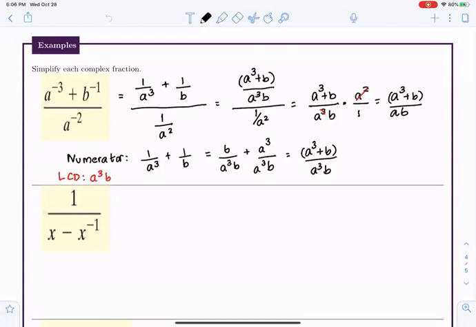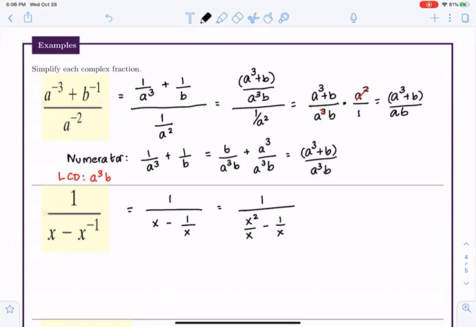So we can write the fraction as 1 over x minus x raised negative 1, which simply means 1 over x. And now we have to combine x and 1 over x. So we need to have a common denominator, which happens to be x in this case. So 1 over x times x is x squared over x minus 1 over x.